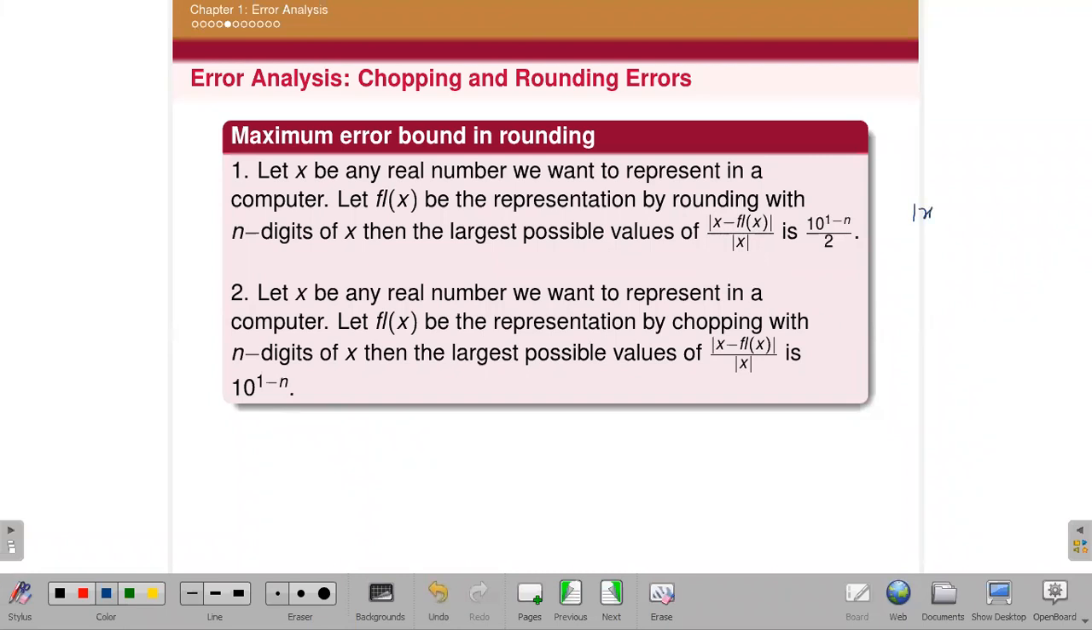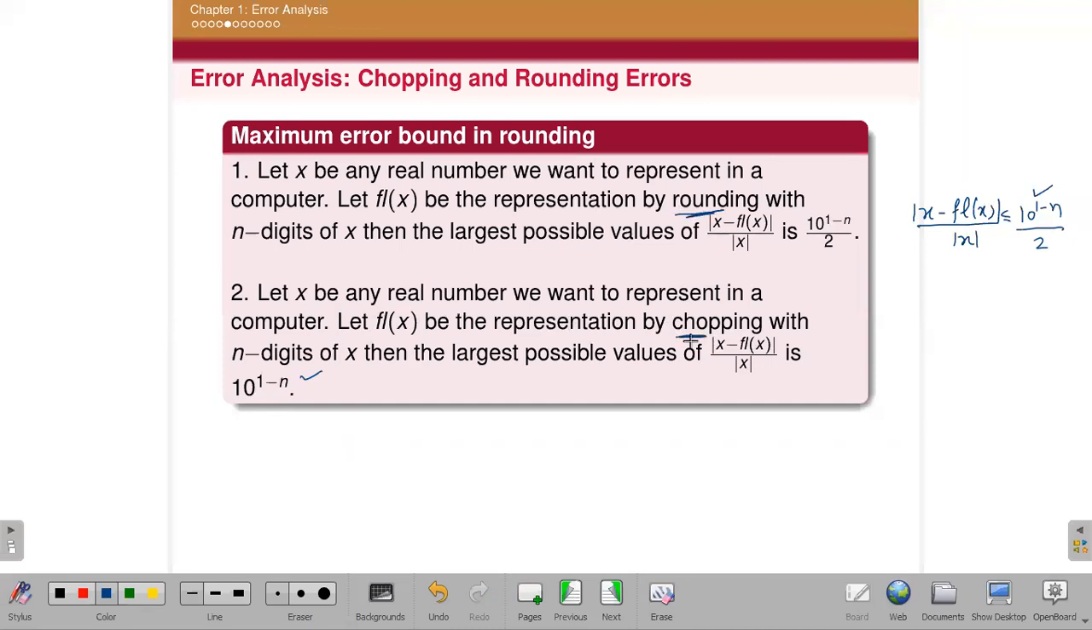Means this will be the maximum error bound for rounding. So if you are taking n digits, then your error will not exceed 10 raised to power 1 minus n by 2. So this we are not going to prove. And if you do by chopping, if you enter the number by chopping, then your relative error will not exceed 10 raised to power 1 minus n. So from the maximum error bound, you can see the rounding bound is half of this number. So obviously rounding is better than chopping.